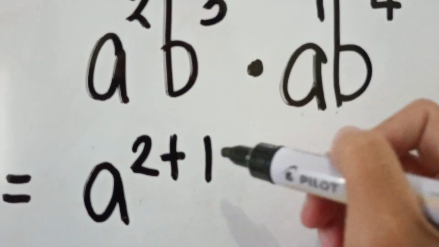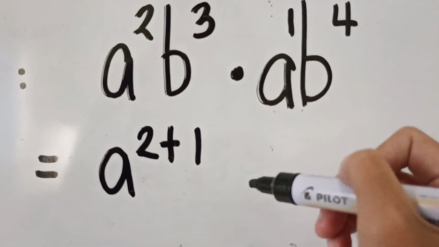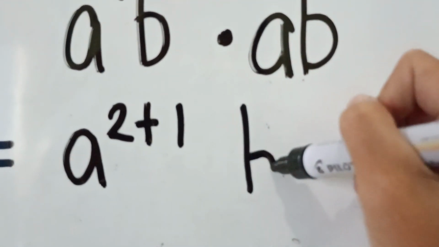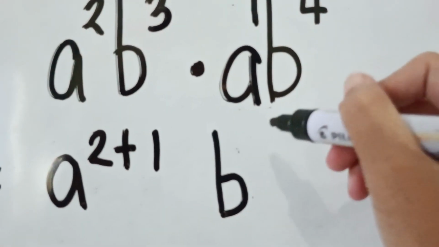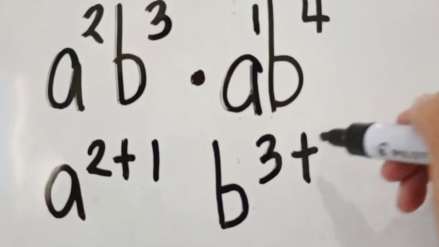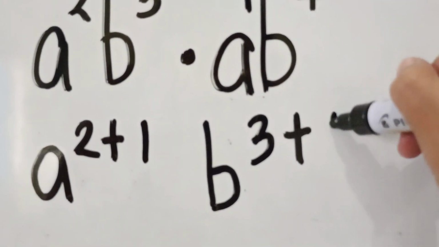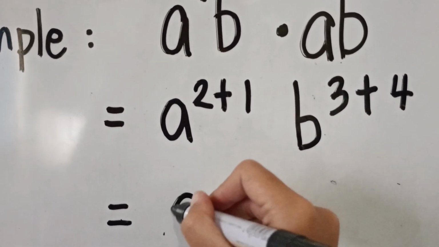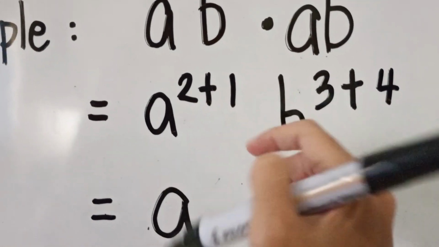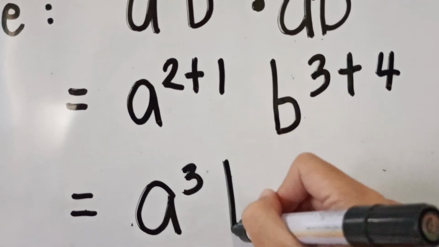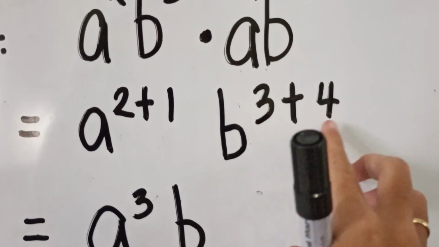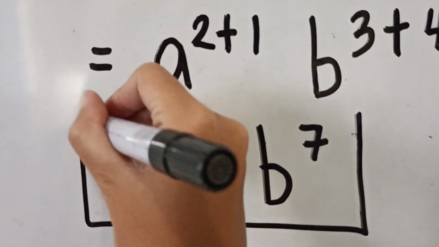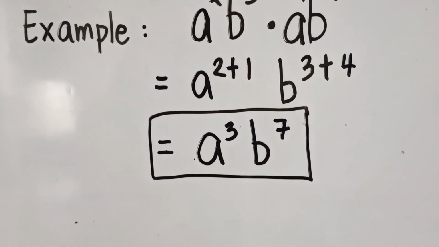And then we proceed with the variable b. So we write b, and then the exponent 3 to be added with 4. That's how we do the product law. Next, we add the exponents together. 2 plus 1 equals 3 for variable a, and for variable b, we've got 3 plus 4, which is 7. So the final answer is a cubed b to the power of 7.